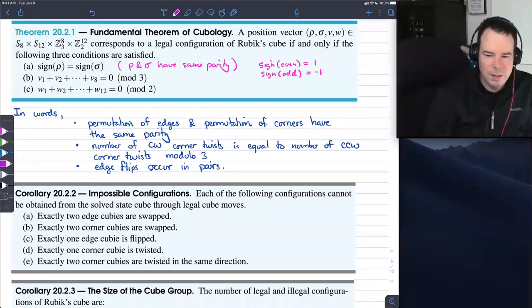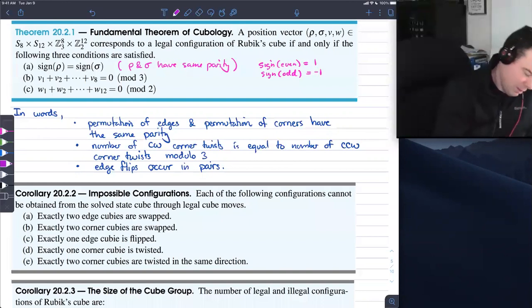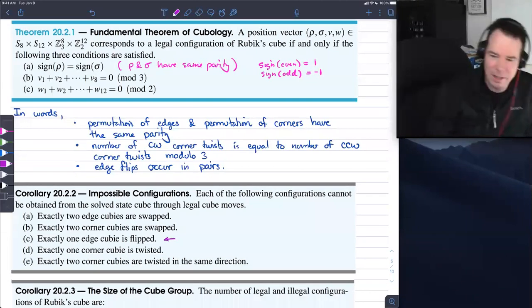Could we have one edge cubie flipped? So take an edge cubie and flip it over. The answer is no, because that would violate C, the sum of the orientation numbers of the edges has to be 0 mod 2. Sorry, I looked at B, I meant to say C for the edge ones. So I'd need an even number of edges flipped.